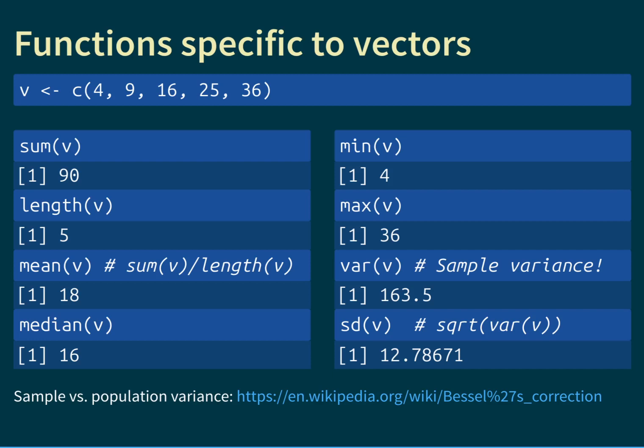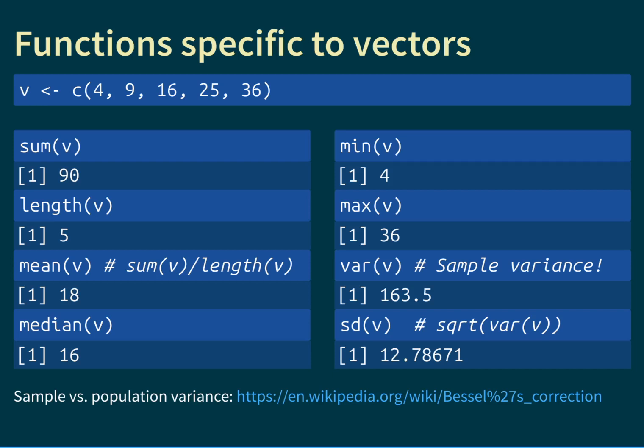Then, in the second column at the top, you see that there is a function called min and another function called max. Those work much the same way as you would expect them. They stand for minimum and maximum. So min of v returns 4 because the smallest of the entries in the vector v is 4. And max of v returns 36 because that is the largest entry in that vector.